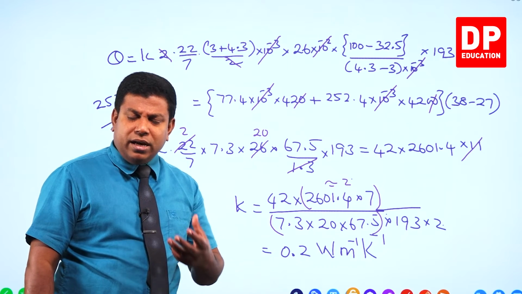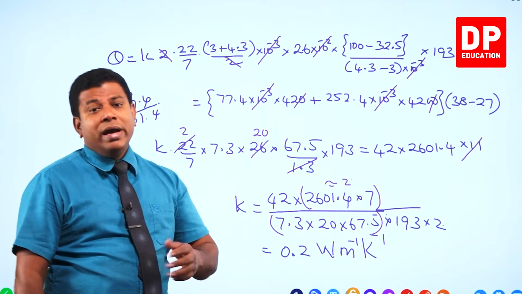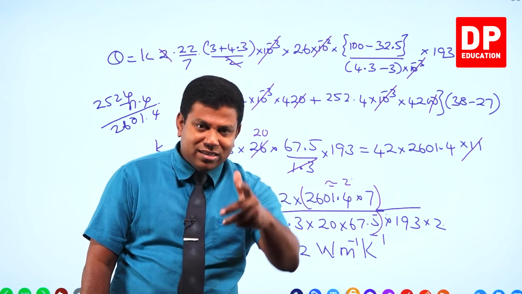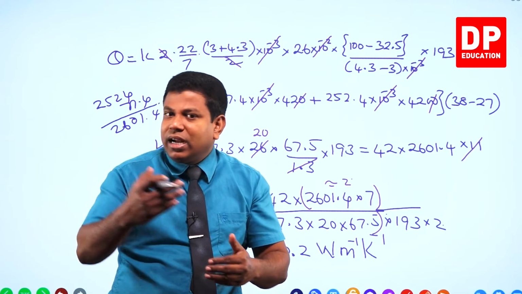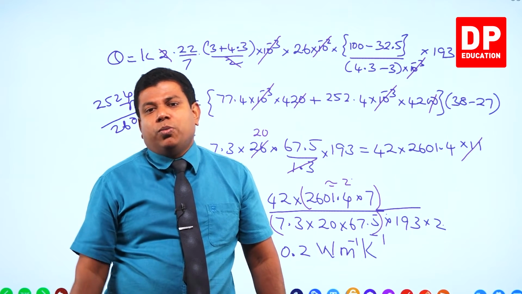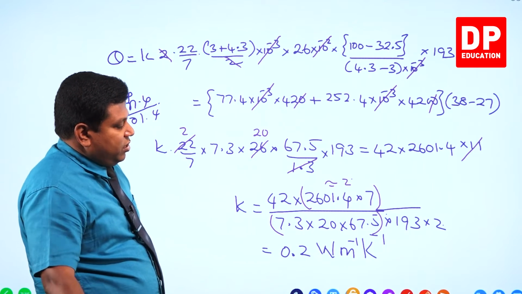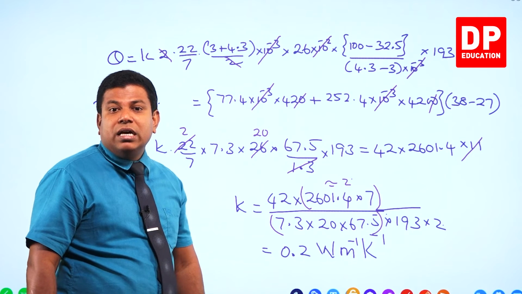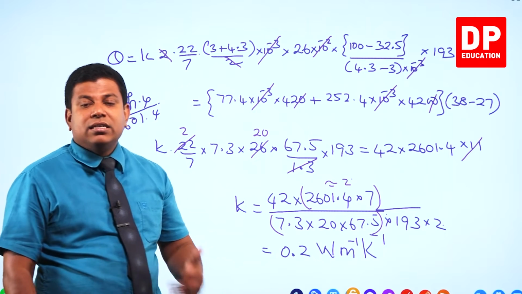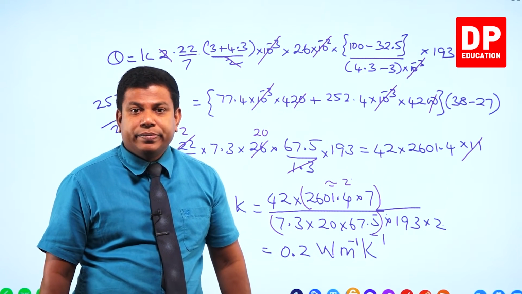Rubber's thermal conductivity is in the range from 0.1 to 0.4 depending on the type of the rubber. There are different types of rubber, different types of mixes they make. So depending on that, thermal conductivity changes starting from as low as 0.1 to 0.4. So 0.2 is a feasible value for the thermal conductivity of rubber. Clear? Now we will see some past paper question on this experiment.